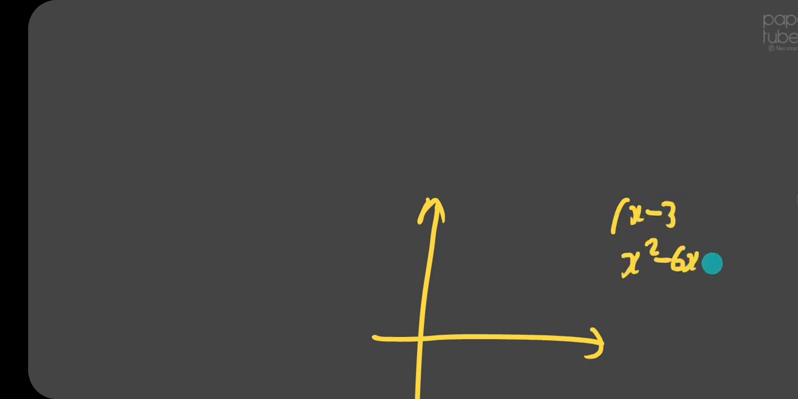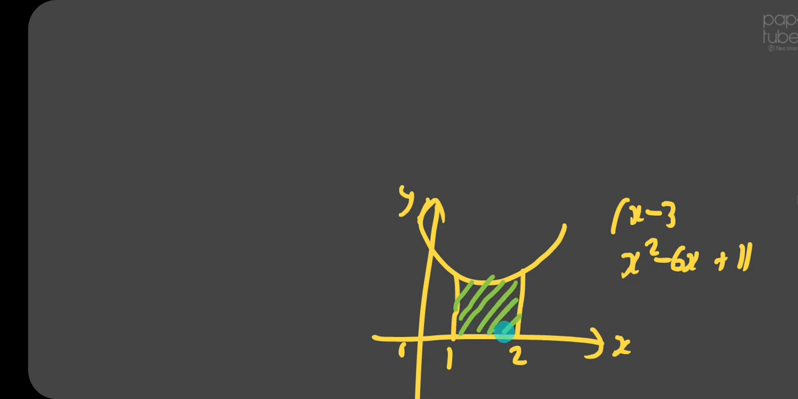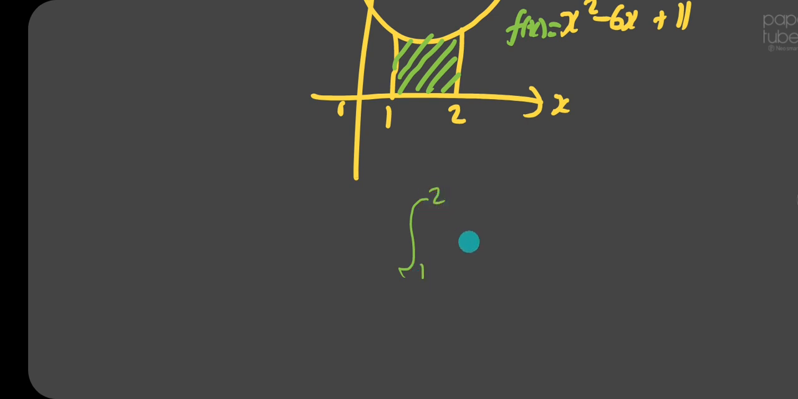Easy curve. Let's say it's like x minus 3, x squared minus 6x. Like this, and I want the area between x equals 1 and x equals 2. And the function is f of x. You would do the integral between 1 and 2 of f of x dx.